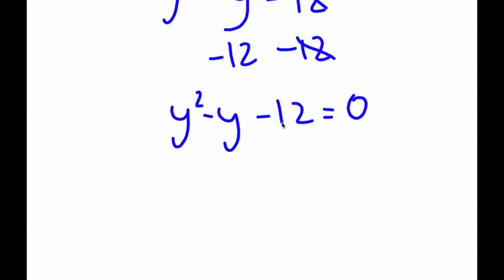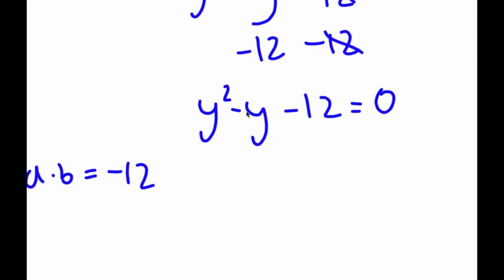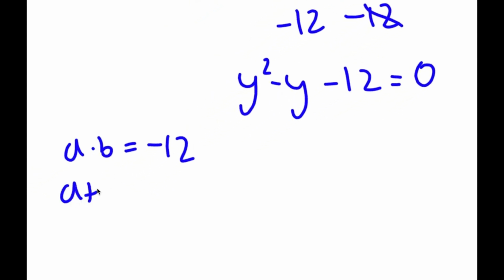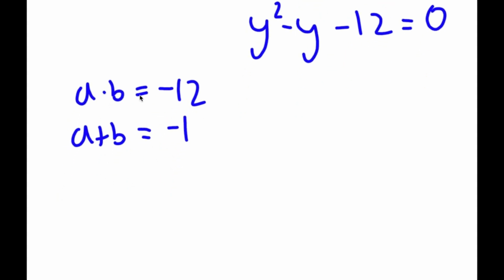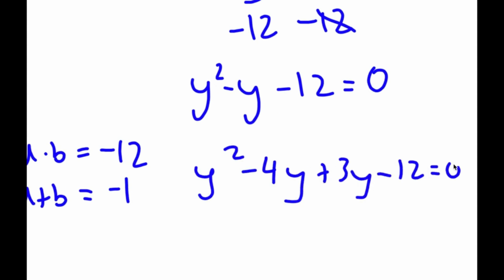So to factor this, we have to find out which two numbers multiply to get negative 12. So a times b is equal to negative 12, and they add to get negative 1. So a plus b is equal to negative 1. Well, negative 4 and 3 work out because negative 4 times 3 is negative 12, and negative 4 plus 3 is negative 1. So now I have y squared minus 4y plus 3y minus 12 is equal to 0.